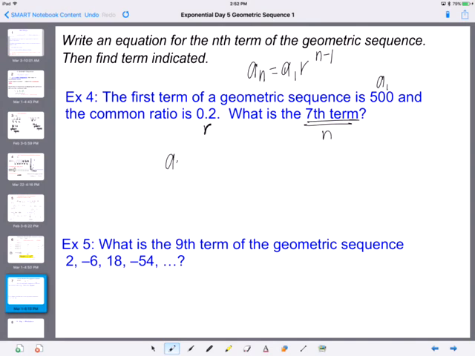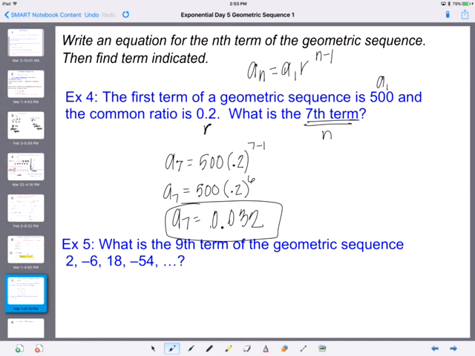So we're looking for a sub 7, or the seventh term. We know we start with 500. Our ratio is 0.2. Our n is 7 minus 1, and then we simplify. 500 times 0.2 raised to the 6th power is going to tell us what our seventh term is. So type that into your calculators using your parentheses as necessary, and you should get a sub 7, or your seventh term, is 0.032.